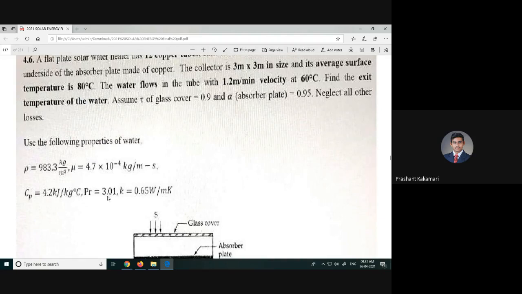So that number is 3.01, a non-dimensional number. Then K value is given. Thermal conductivity, that is 0.65 watt per meter Kelvin.